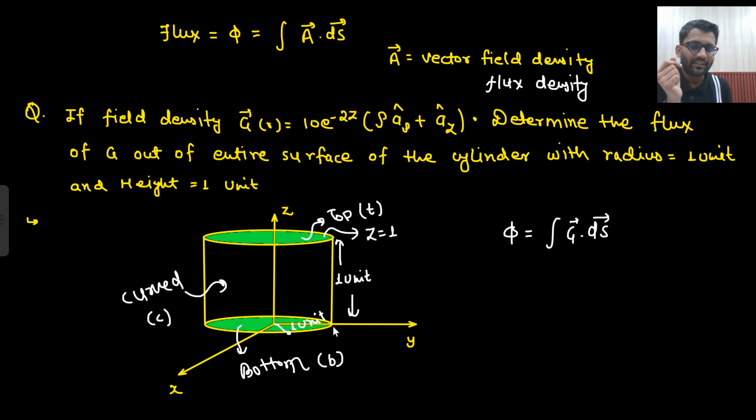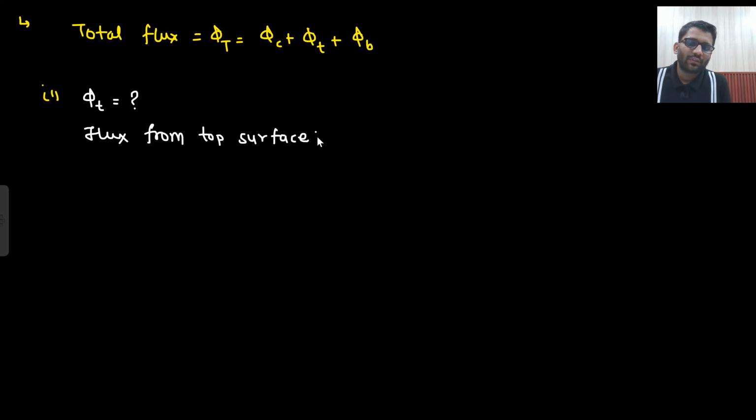Here it should be given that it is Z equals to 0, but in the diagram also you can see it is Z equals to 0 only. So here Z is constant. So the equation of this surface is Z equals to 1. So flux from top surface, what is the equation? This is our first task. We need to find the equation. If we are not able to find the equation, then you will not be able to solve it. So Z equals to 1 is the surface.